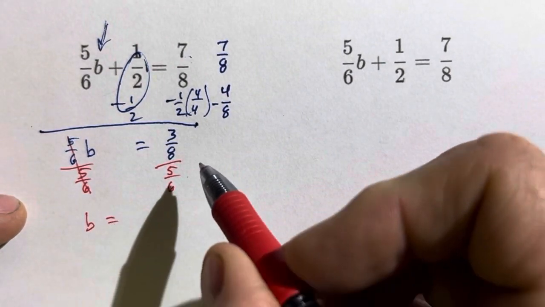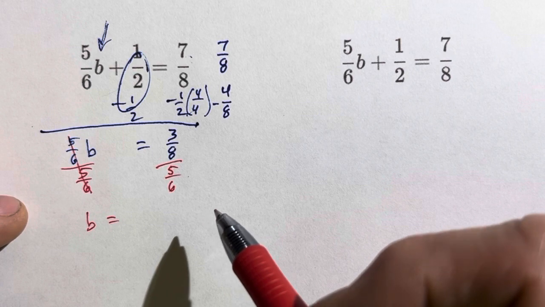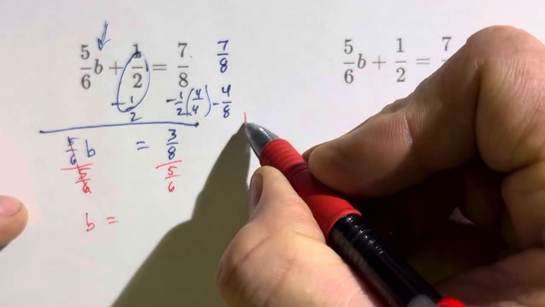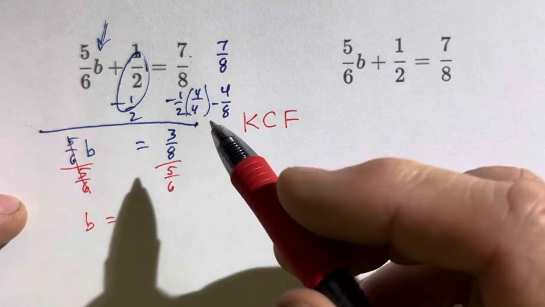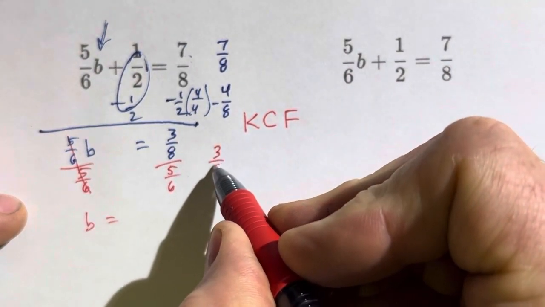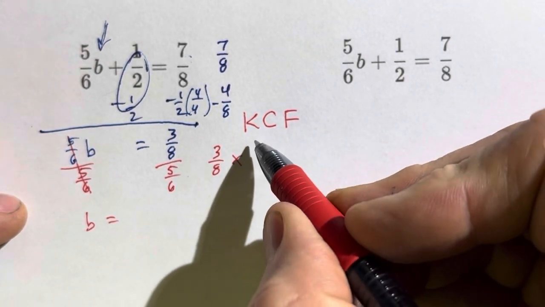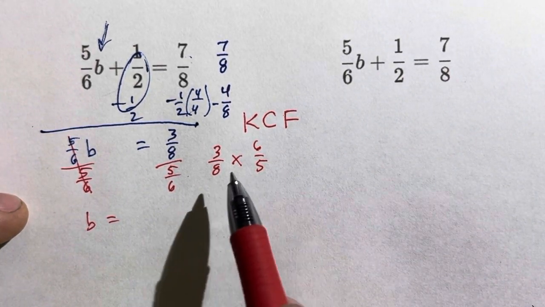and b is going to equal 3/8 divided by 5/6. Well, when you divide fractions, and you learn this back like in 4th grade, keep, change, flip. You keep this first fraction, you change from divide to multiply, and you flip that fraction. And so we're going to multiply these two.